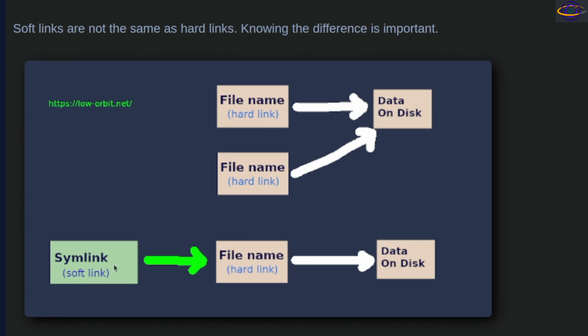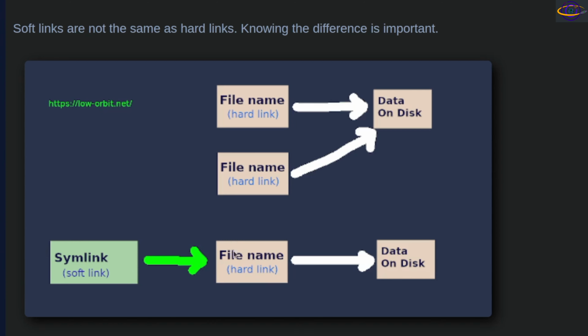Now, the symlink points to a hard link or a regular file name, and the file name itself points to the data on disk. So if you actually delete this file name and it's the only hard link pointing to the data on disk, that file is gone. The symlink will still be there and it will be a broken link. Now if you just delete the symlink, then the file remains and still points to the data on disk.